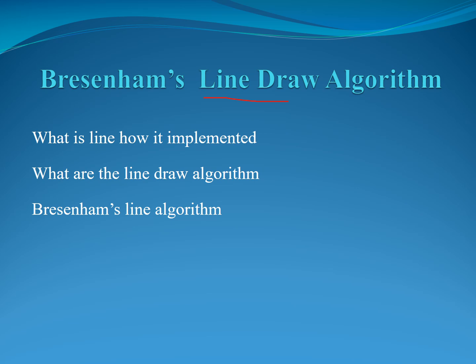What is a line? A line has 2 points, or you can say 2 pixels: the first one is the initial pixel and the second is the final pixel. With the help of these, we calculate the intermediate pixels to draw a line. So how do we implement it? With the help of an algorithm, which we will discuss in this video. What are the other line drawing algorithms? The first one is DDA and the second one is Bresenham. We are covering the Bresenham line algorithm in this video. So let's start.